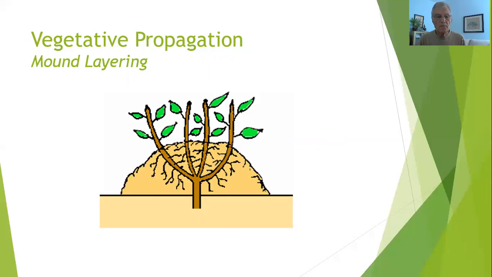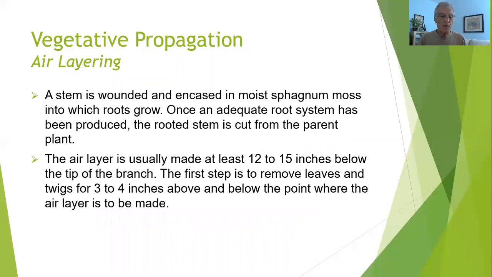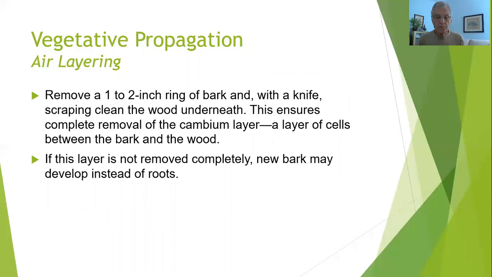The next is air layering. A stem is wounded and encased in moist sphagnum moss into which the roots grow. Once an adequate root system has been produced, the rooted stem is cut from the parent plant. The air layer is usually made at least 12 to 15 inches below the tip of the branch. The first step is to remove leaves and twigs for 3 to 4 inches above and below the point where the air layer is to be made.